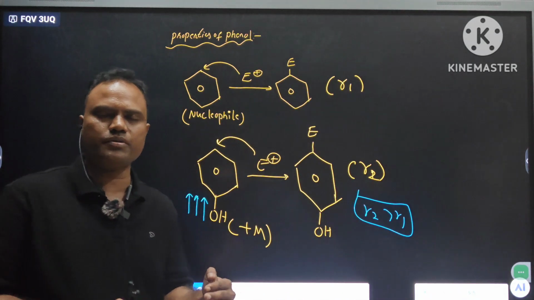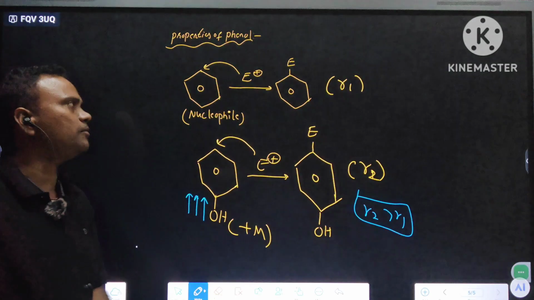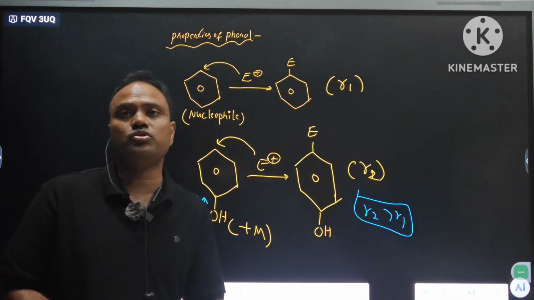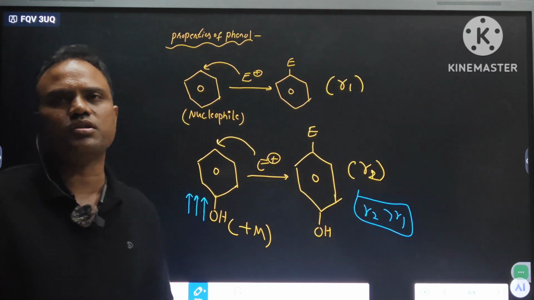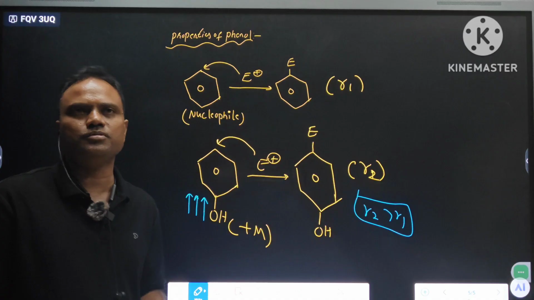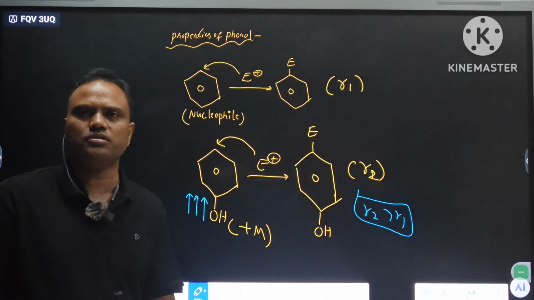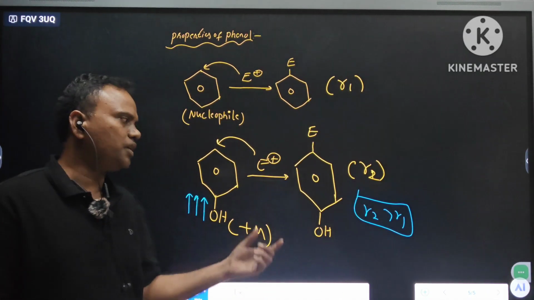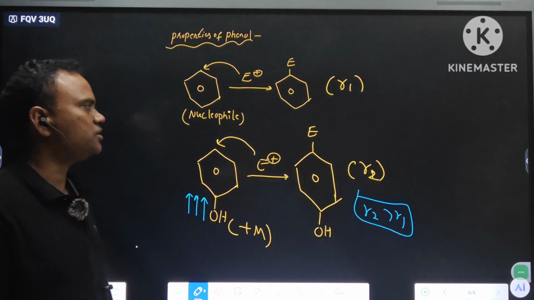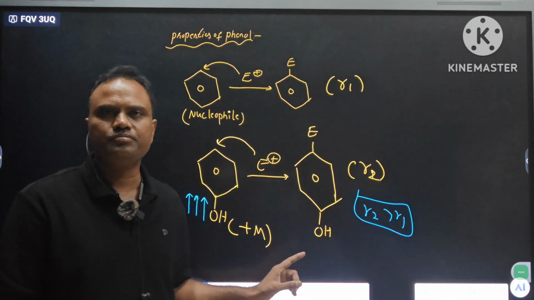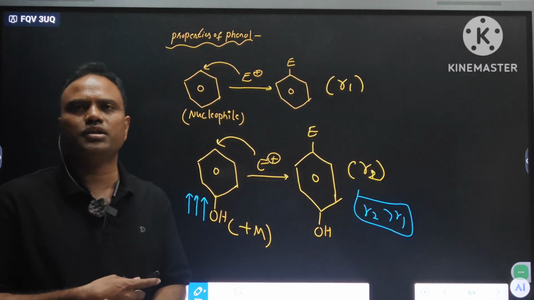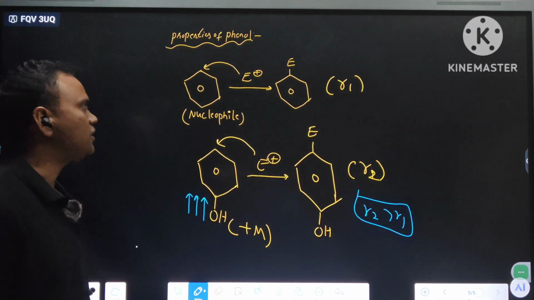Clear? So reactivity comparison is very important. Phenol is more reactive than benzene towards electrophilic substitution reaction, because OH group is a plus M group, electron donating group, activating group. Clear? After completing another concept, I will give you one sentence. You have to remember that sentence. Is it clear for everybody? This concept is okay for everyone? Any doubt? Right, next.